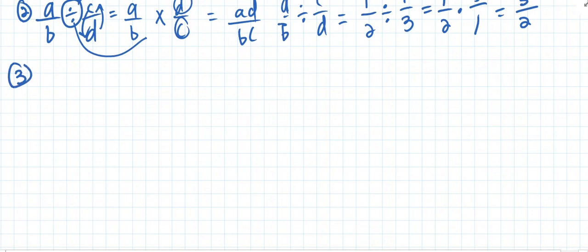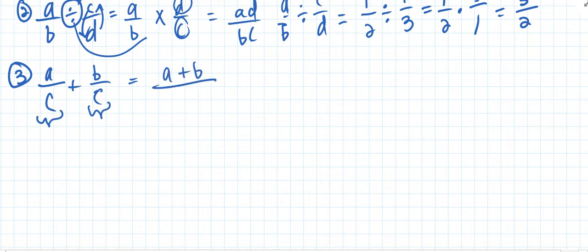Our third property is the addition of two fractions with the same denominator. We're going to make that denominator C. Okay? So here you see we have the same denominator, so we can just add a over c plus b over c, which is a plus b over c.